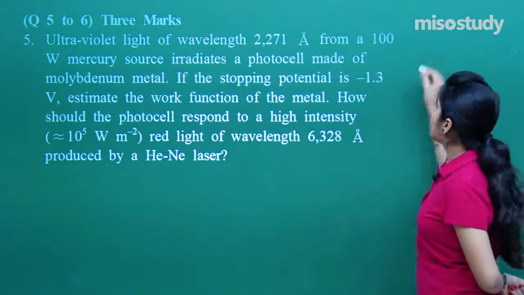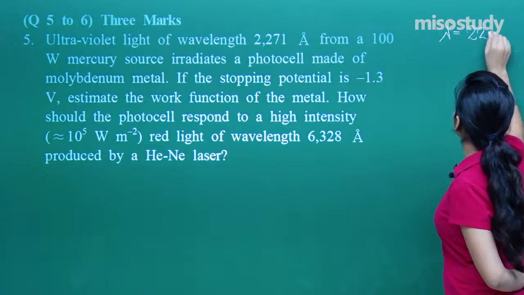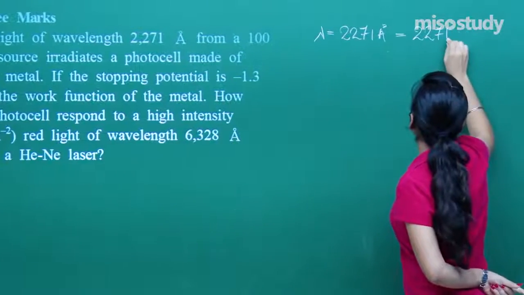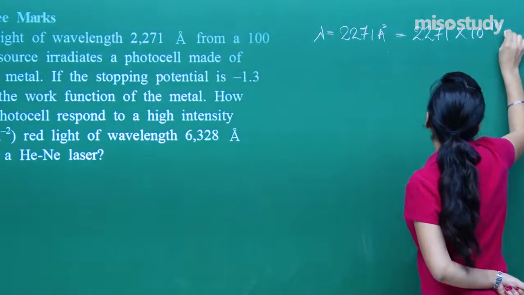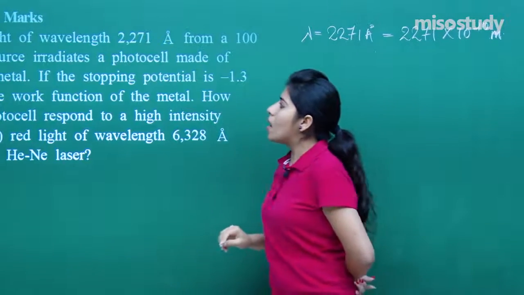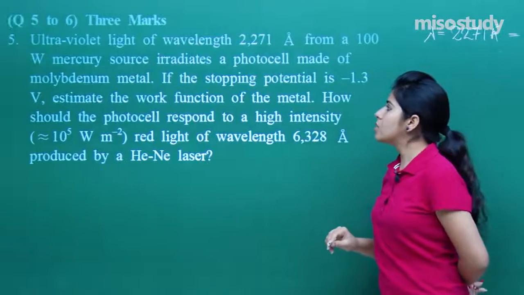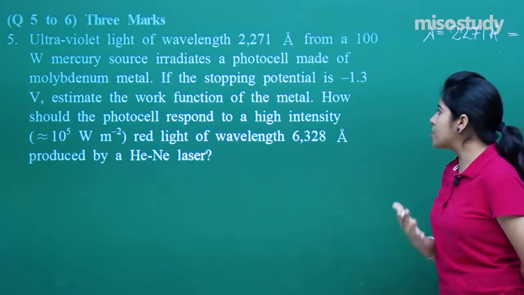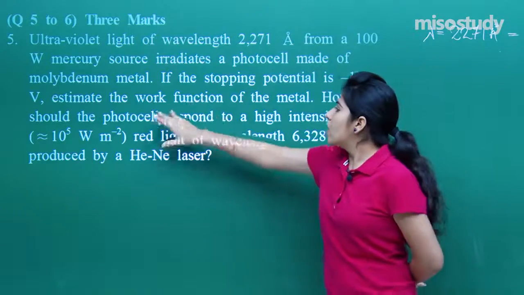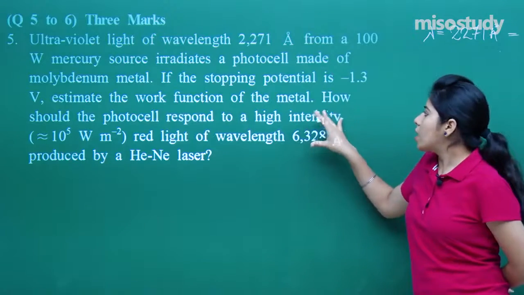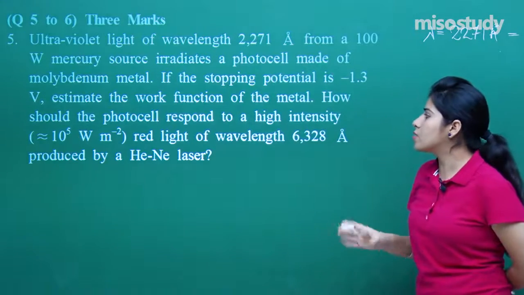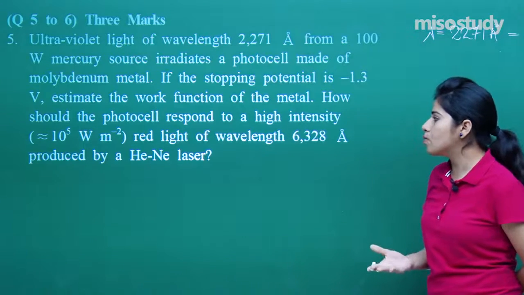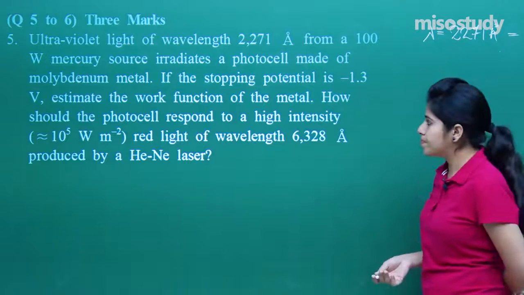Ultraviolet light of wavelength lambda equals 2271 angstrom. How can I write this as 2271 into 10 raised to the power minus 10 meter. From a 100 watt mercury source irradiates a photocell made of molybdenum metal. If the stopping potential is minus 1.3 volt, estimate the work function of the metal, and how should the photocell respond to a high intensity red light of wavelength 6328 angstrom produced by a helium neon laser.